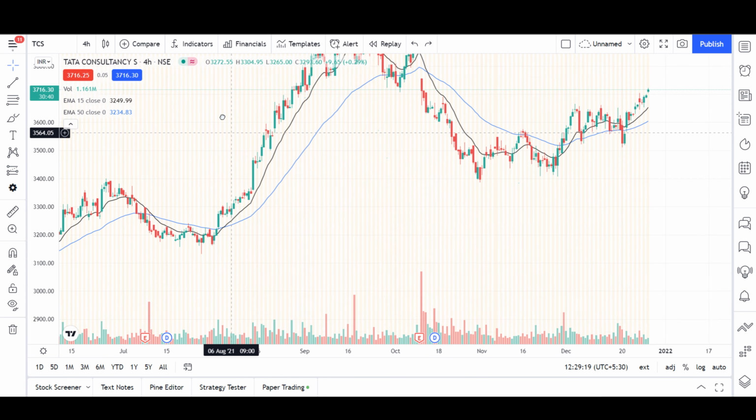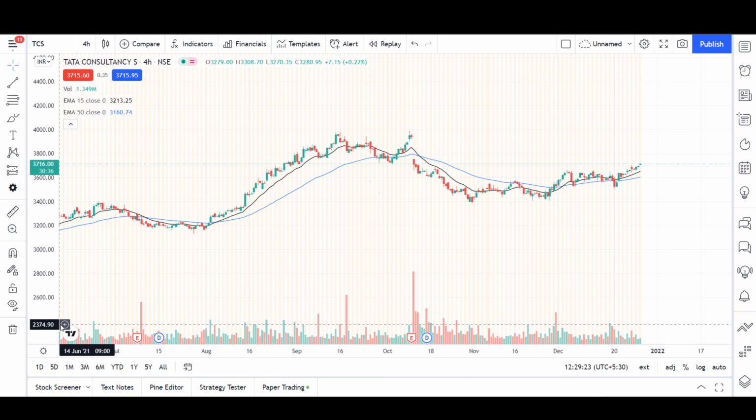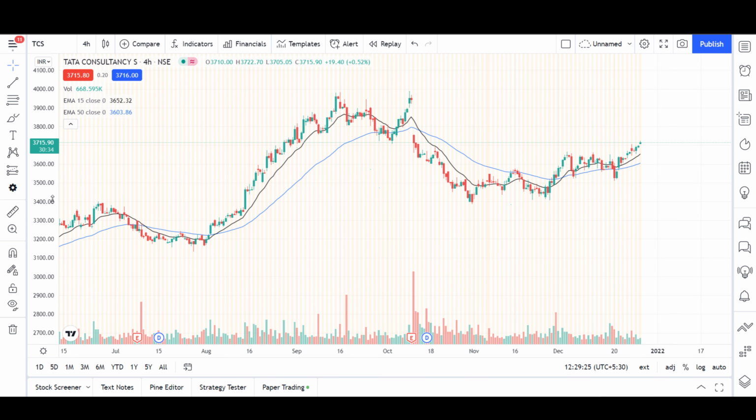Now I'll be teaching you how you can take bullish trades using this strategy, how you can go long. This is a swing trading strategy. A swing trader is basically a person who holds a stock for more than a day. Their holding period could be even 2 days, but you hold it for longer than a day.